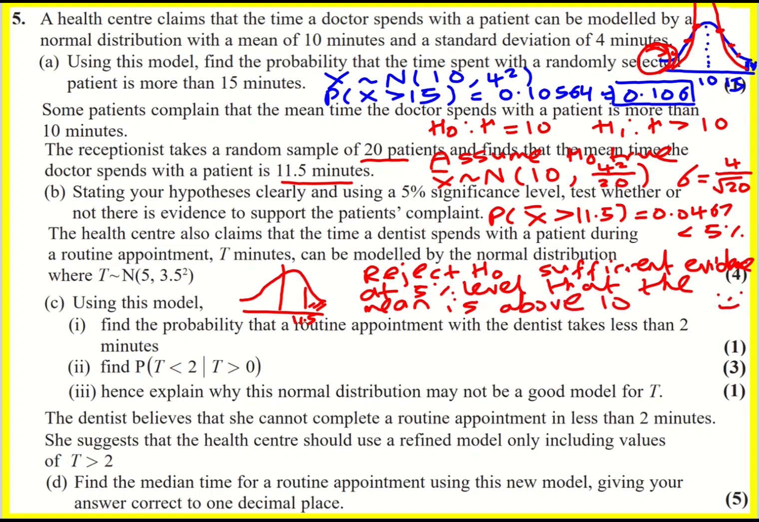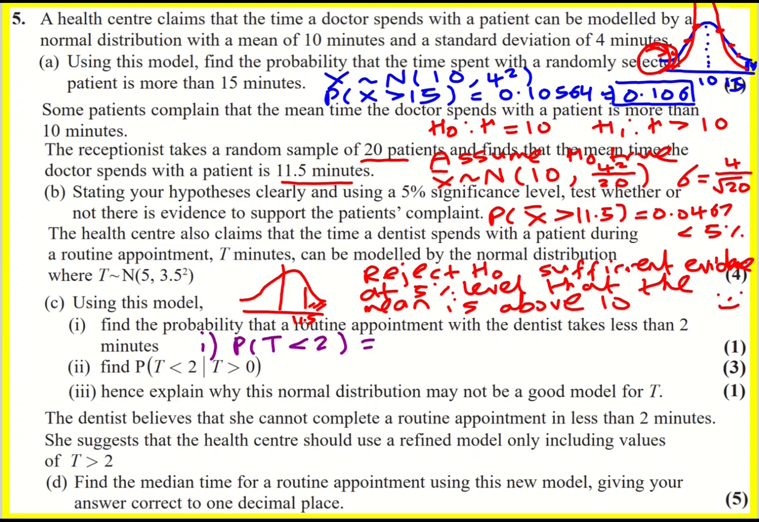Okay, good work. And the health centre also claims the time a dentist spends with a patient during a routine appointment T can be modelled by this normal distribution here. Mean of 5, standard deviation 3.5. Using the model, find the probability that a routine appointment with the dentist takes less than 2 minutes. So that would be the probability that capital T is less than 2.